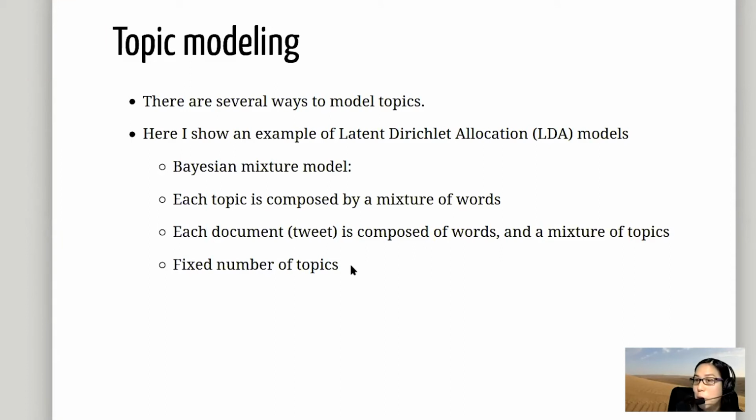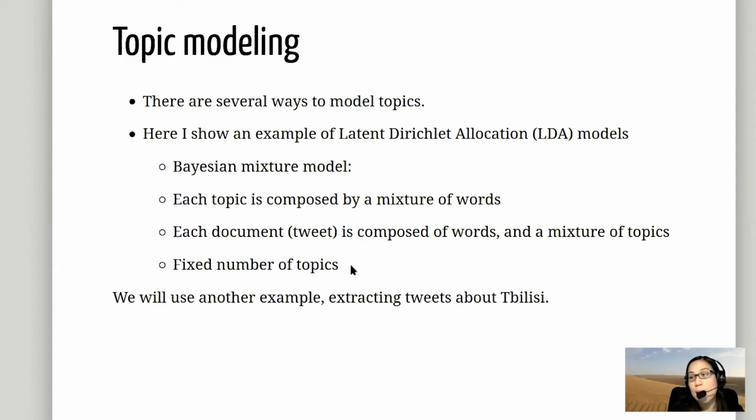Yeah, so I'm not showing more details about the exact mathematical composition of the model, but I can talk about it later if you want to. So now, I tried to identify topics in the tweets about DataFest Tbilisi, but honestly, there were only a few tweets that we extracted, and the topics did not disentangle so much. So I decided to look into another data set, and this time I decided to extract tweets about Tbilisi.